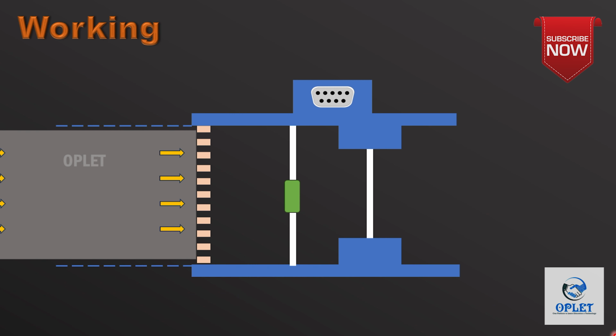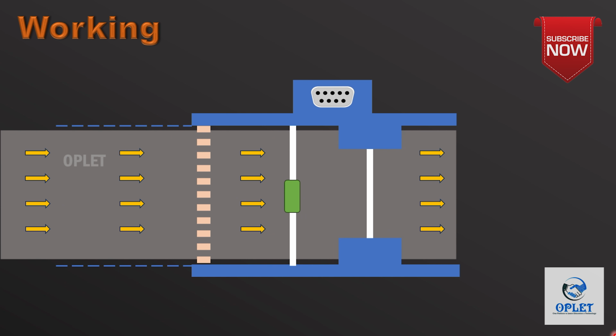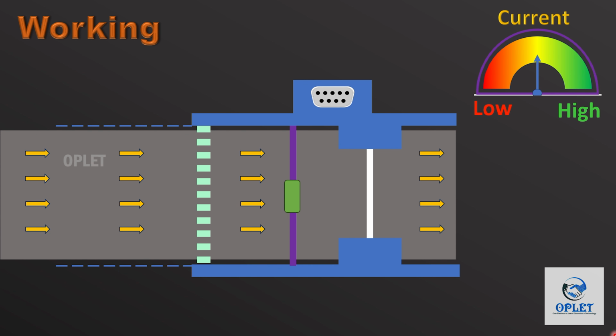Now let's discuss the working of the sensor. Whenever air passes through the airflow sensor, the dust filter cleans the input air. Then the thermistor measures the incoming air temperature. The hot wire is kept at a constant temperature with respect to the thermistor using the electronic control unit.